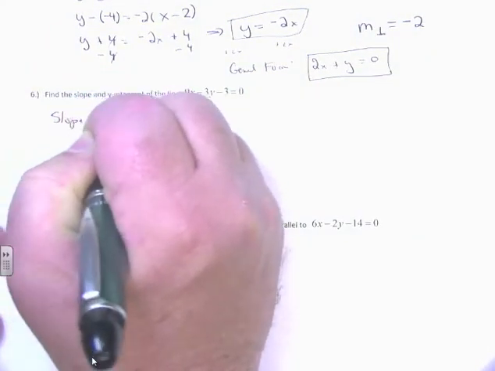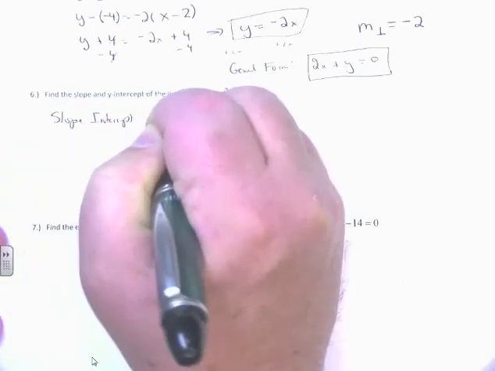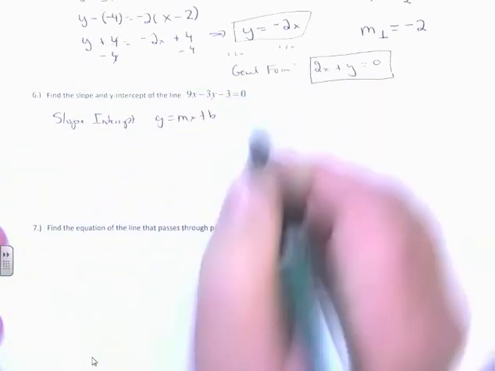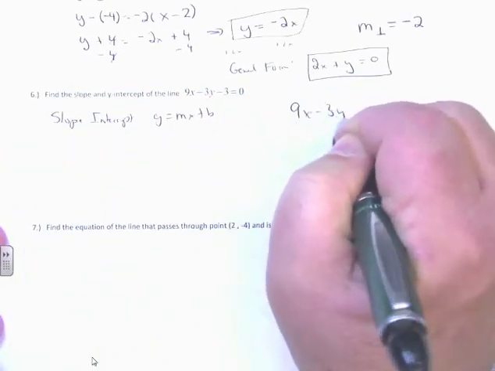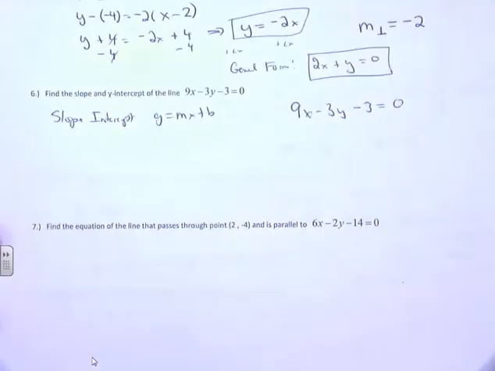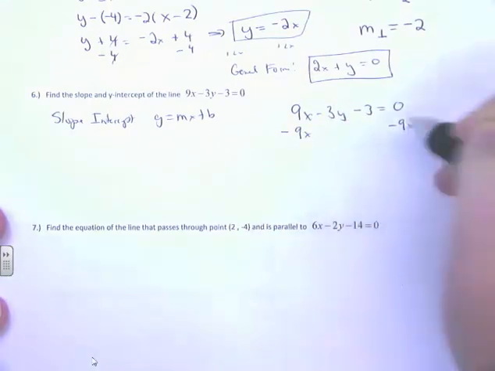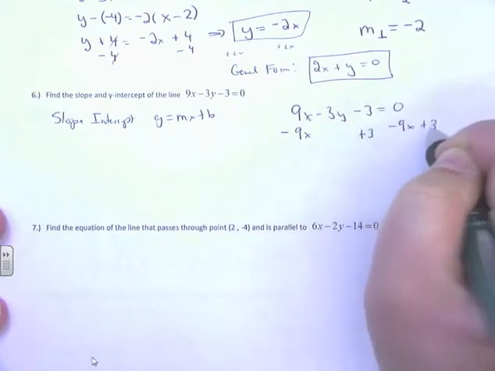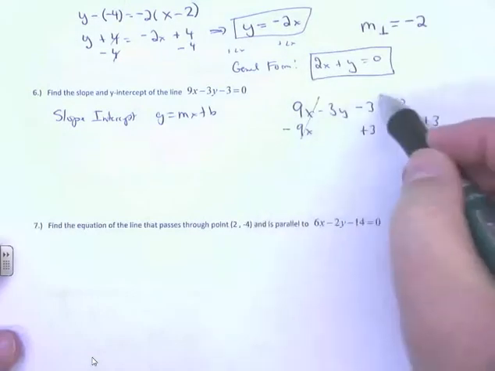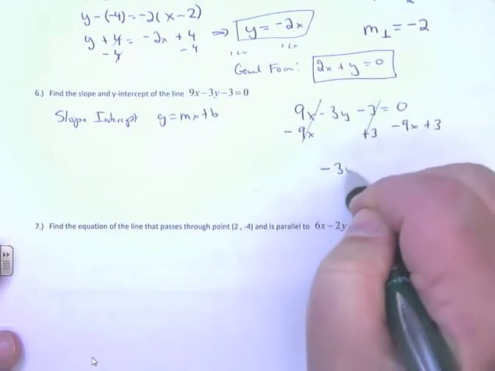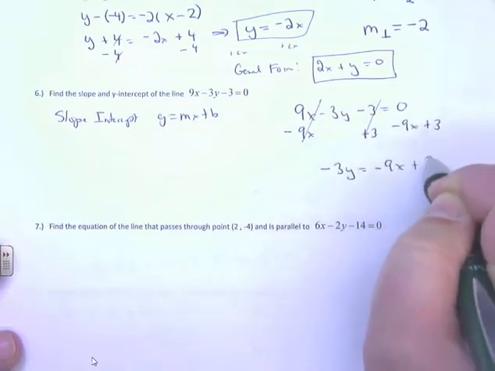Slope-intercept form. y equals mx plus b. So I've got 9x minus 3y minus 3 equals 0. What's your first move? Find out the slope is on. Well, find the slope, but how would I find the slope? My first real move is to turn it into y equals mx plus b. How would you do that? Move everything. All right, solve for y. I would subtract 9x from both sides, and I would also at the same time add 3 to both sides, right? Trying to get the y term by itself. This would give me negative 3y equals negative 9x plus 3.